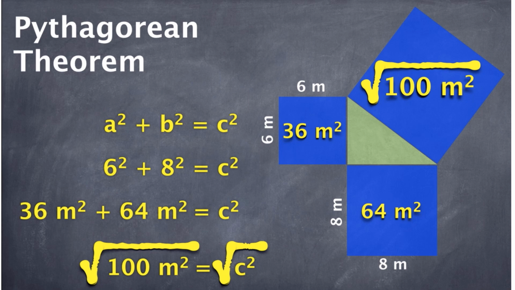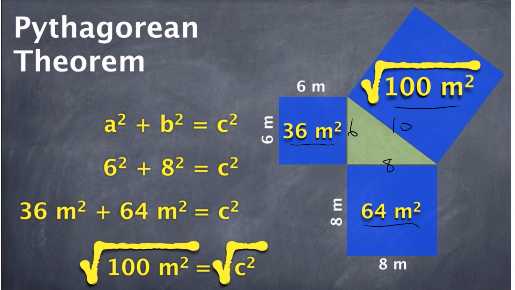So we've got this side that's 6 meters, we've got this side that's 8 meters. So 6 times 6 gives you 36, so we've got this square to illustrate that. And then 8 squared is 64 here. Well, if you add 64 and 36 together, you get 100. And then if you square root that, you will get 10. So the length of this side has got to be 10.